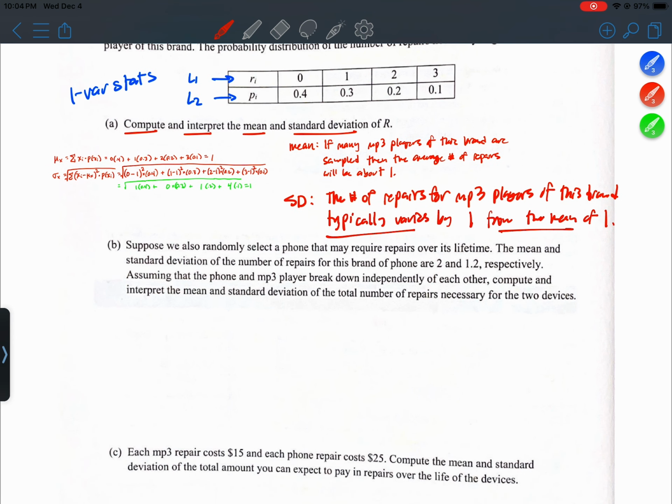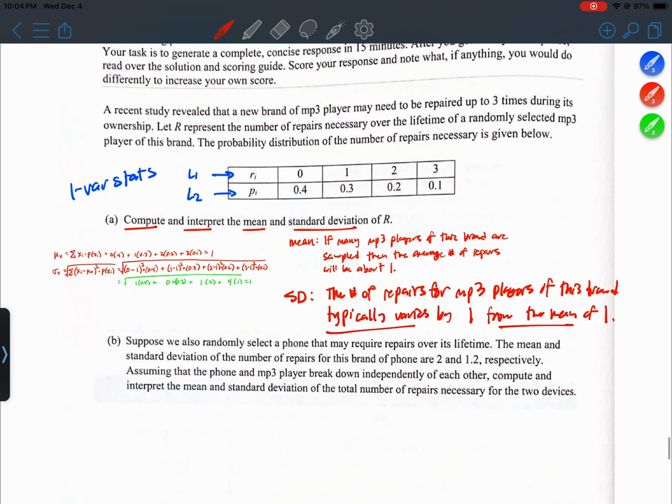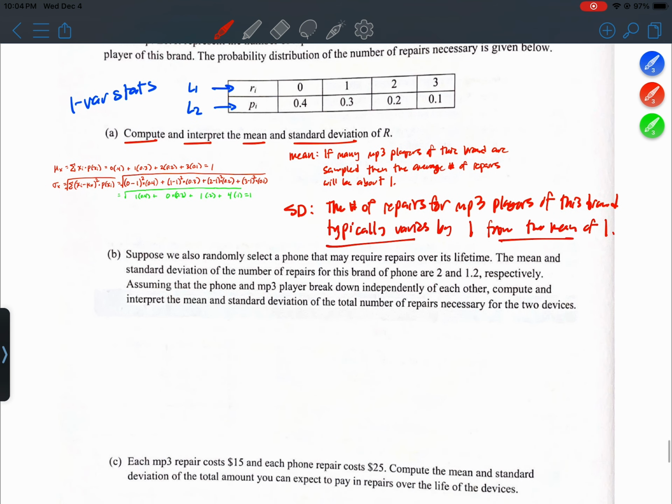Suppose we also randomly select a phone that may require repairs over its lifetime. So first was MP3 players, now we're talking about phones. The mean and standard deviation of the number of repairs for this brand of phone are 2 and 1.2 respectively. Assuming that the phone and MP3 player break down independent of each other, compute and interpret the mean and standard deviation for the total number of repairs necessary for the 2 devices.